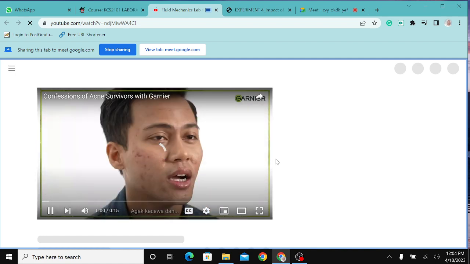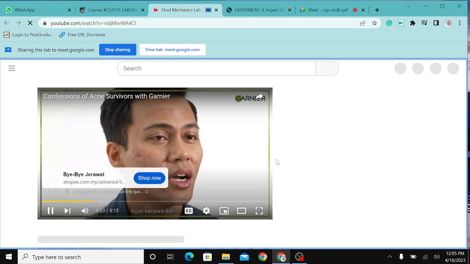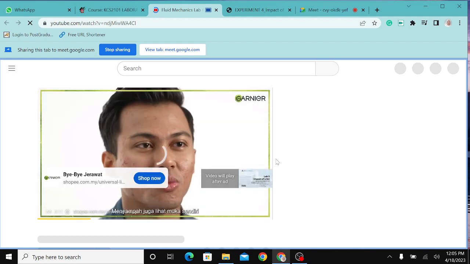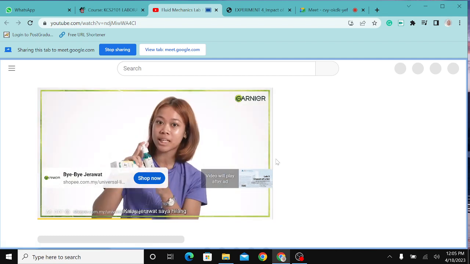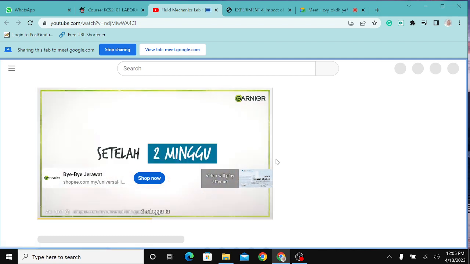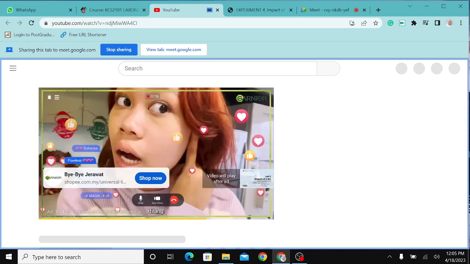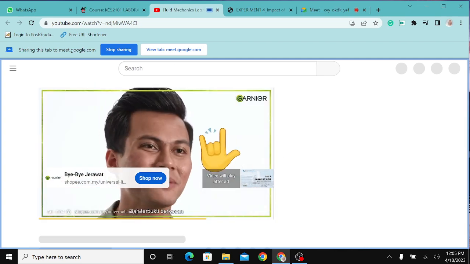Agak kecewa dan menyampah juga lah. Tengok muka sendiri. Kesan jerawat kat sini tumbuh. Kalau jerawat saya hilang, saya akan sayang awak. 2 minggu tu hilang. Saya sangatlah puas hati. Dah terbukti berkesan.